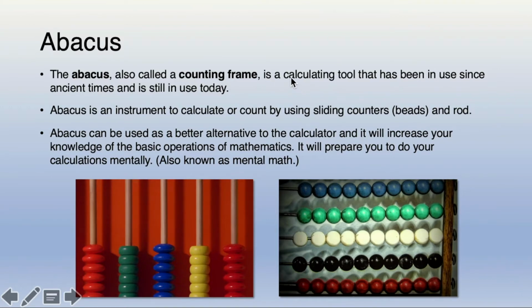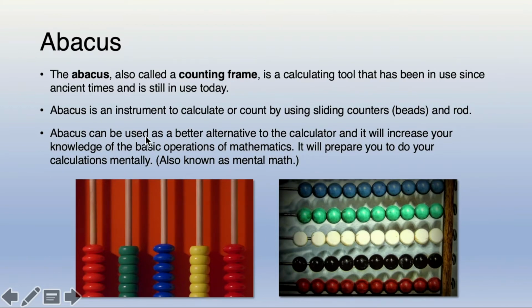It is a calculating tool, an instrument or a device that has been in use since ancient times and is still in use today. Abacus is an instrument to calculate or count by using sliding counters, the beads, and rod. So the beads are slid along the rod. So over here we have the rods and these are the sliding counters, the beads.